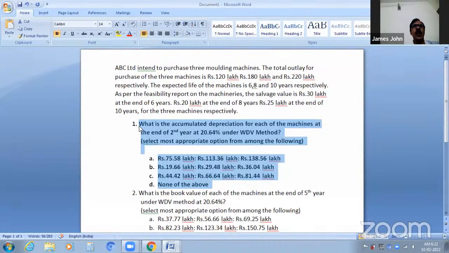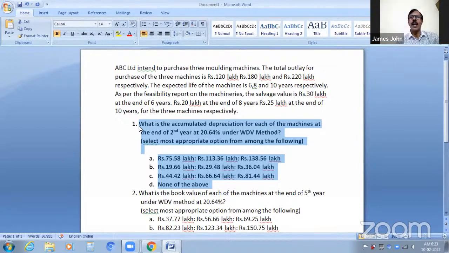So the answer is C. You are right. The answer is C. Is it clear? Here the question is accumulated depreciation. Accumulated depreciation is the question.